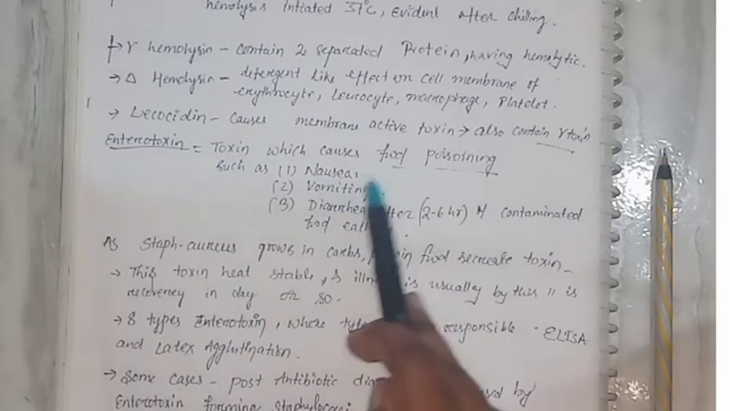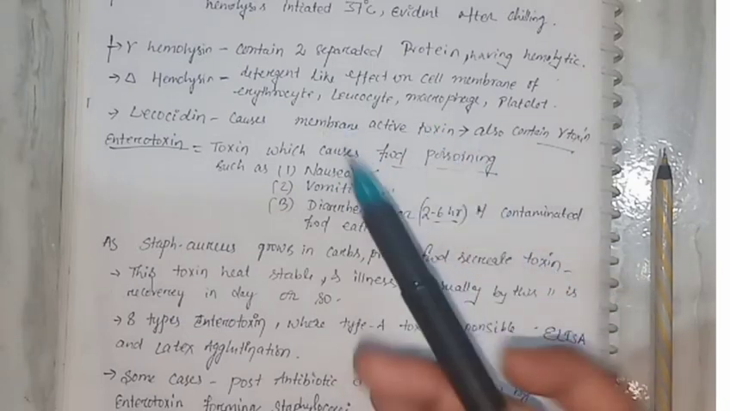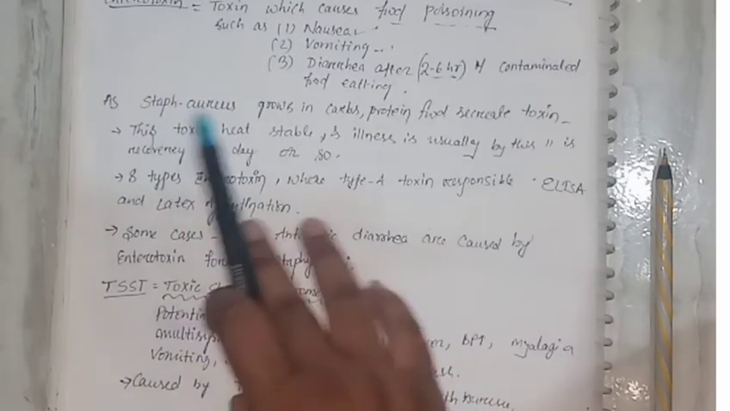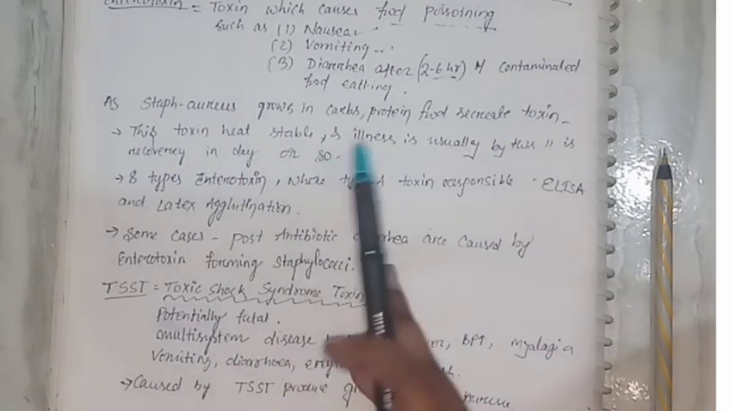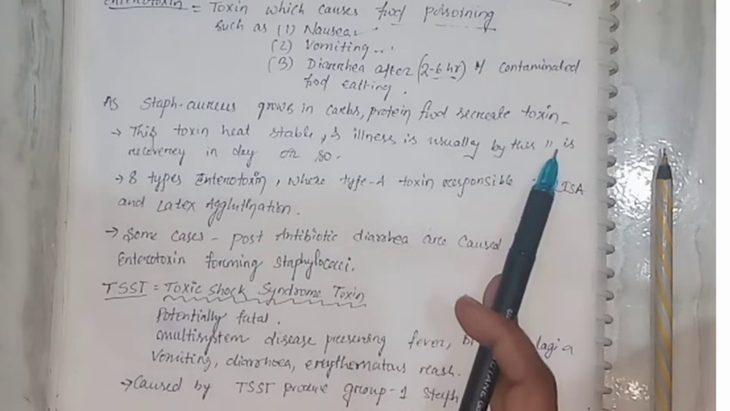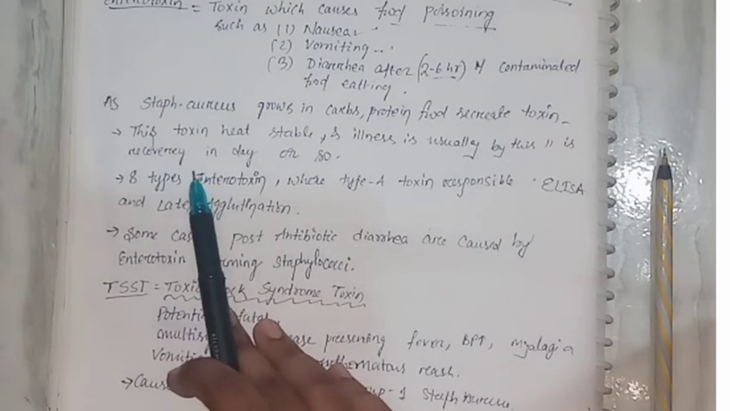Food poisoning symptoms are nausea, vomiting, diarrhea. Diarrhea occurs 2 to 6 hours after eating contaminated food containing Staphylococcus aureus. It causes food poisoning as Staphylococcus aureus grows in carbohydrate and protein food and secretes the toxin. This toxin is heat stable, and the illness usually occurs by this and recovery also occurs in a day. So no medicine is required as recovery occurs with our own immunity.